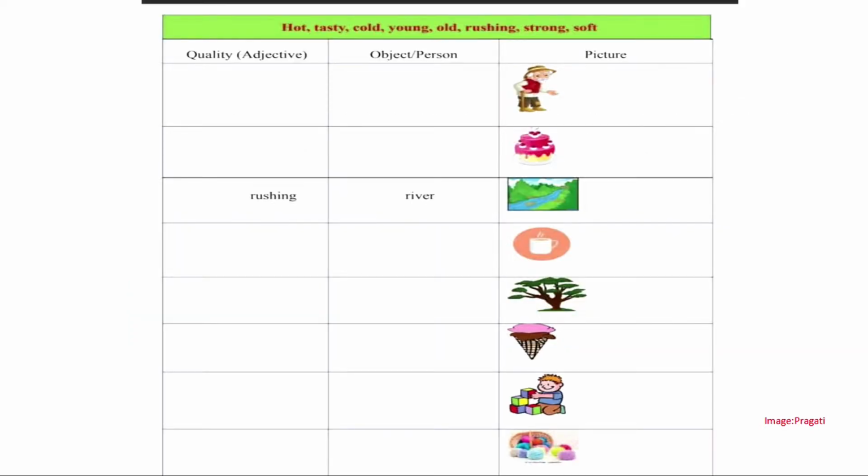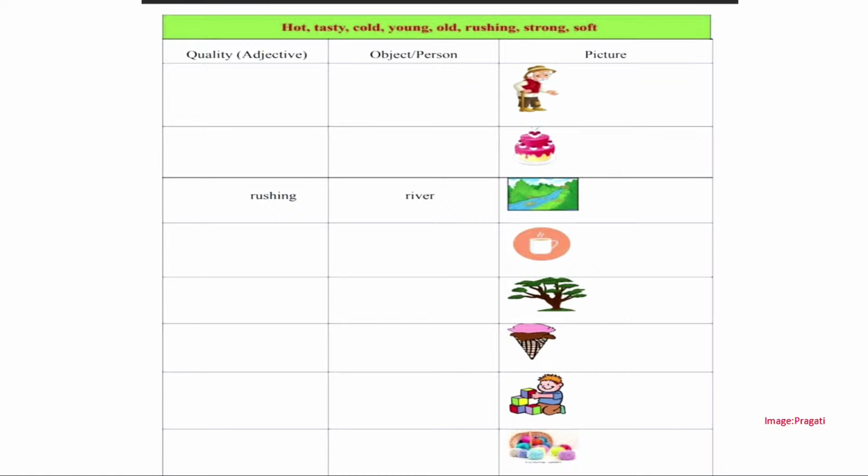For the river, I have already written a rushing river, because the water from the river, when it comes from the mountain, is very fast, so it's called a rushing river. Next you can see hot tea. Yes, a hot tea, great. Or it could be coffee also, anything you like. So there could be anything in that cup.